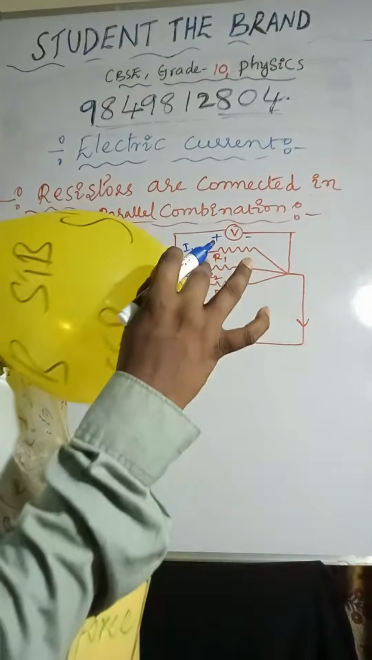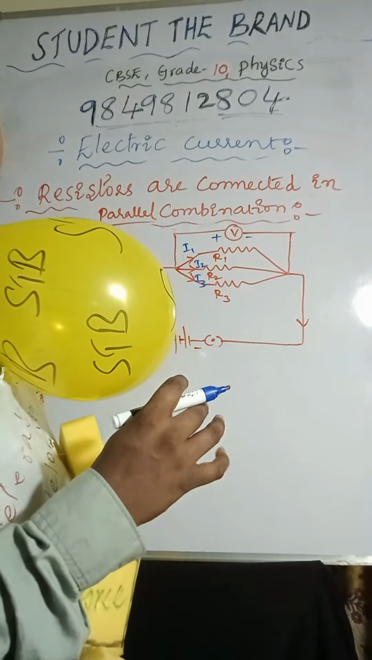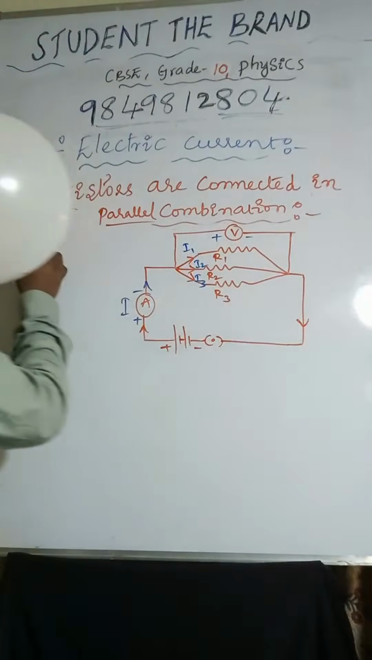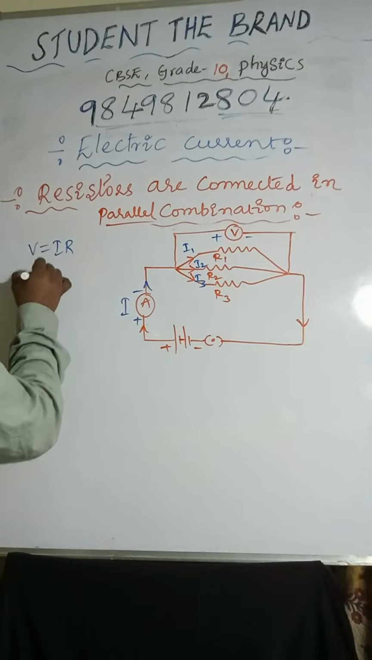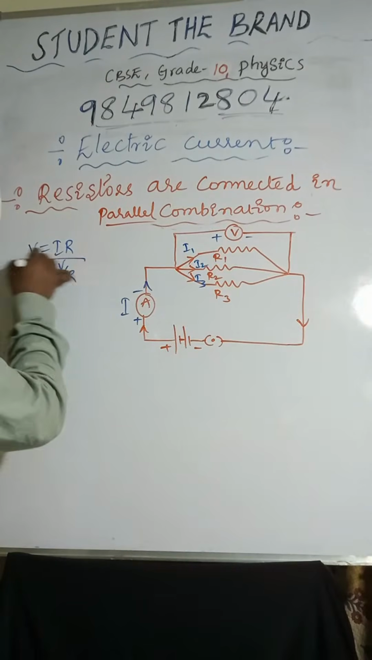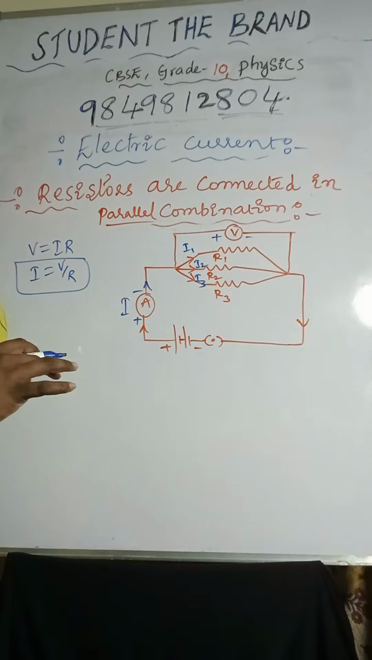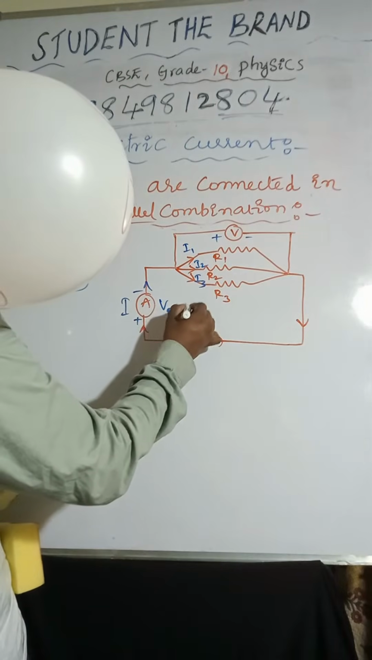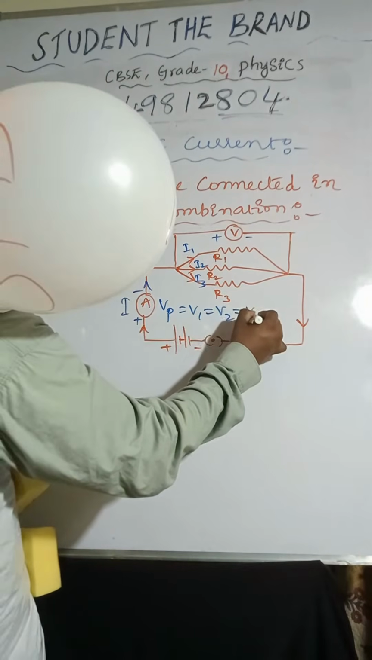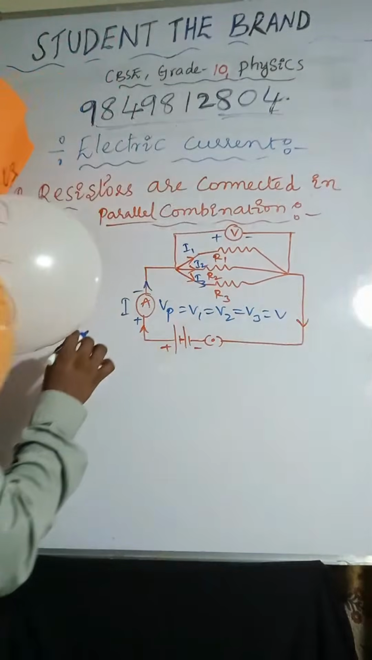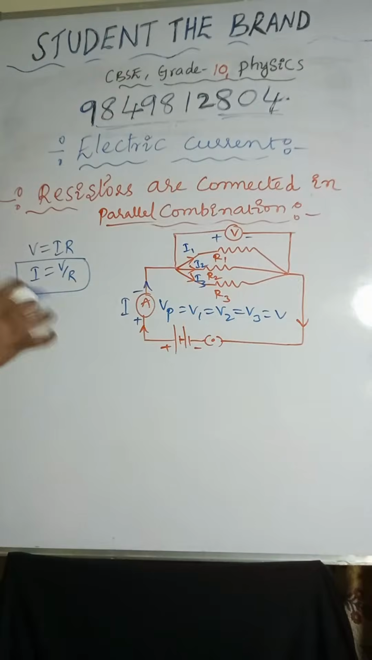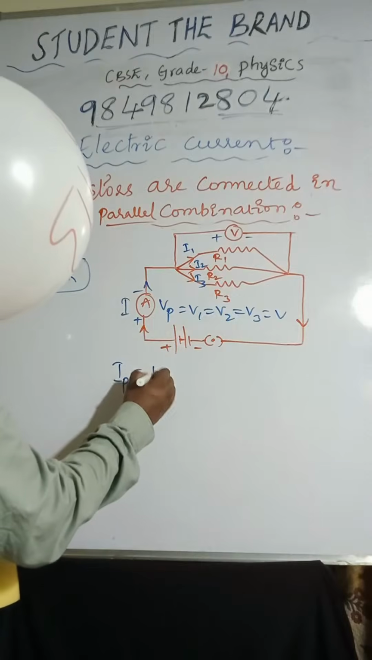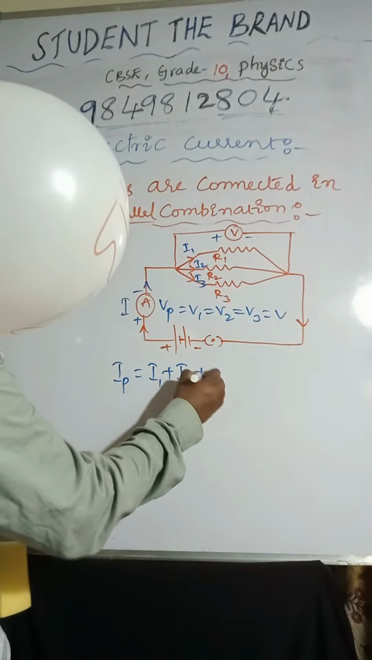Resistors are connected in parallel combination. From Ohm's law, V equal to IR, I equal to V by R. Throughout the circuit, the potential difference Vp equal to V1 equal to V2 equal to V3 equal to V. Current is dividing, potential difference is the same. That's why Ip equal to I1 plus I2 plus I3.